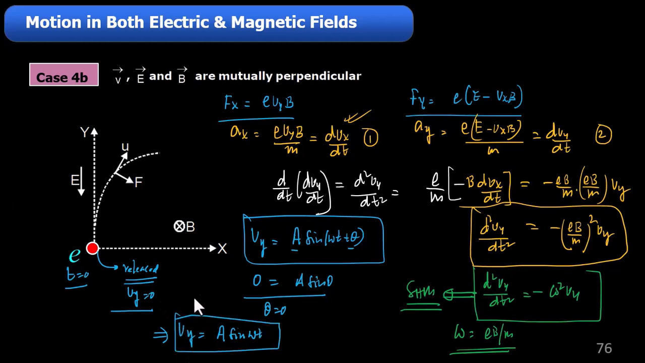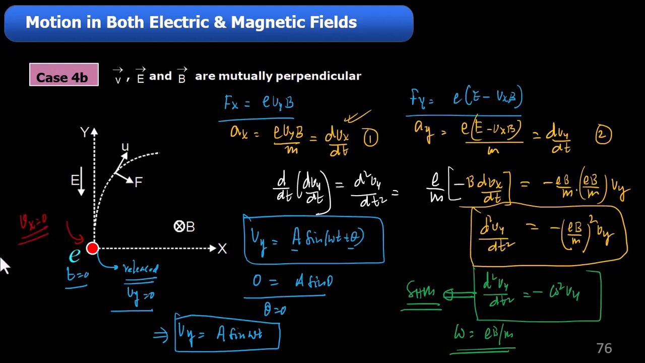What is A? A is the amplitude. Okay, A is the amplitude. Now, A can be calculated from the information of the value of Vx. So at t equals 0, Vx is also 0. Why? Because the particle is released at this position. So can I say that at t equals 0, the Vx number is also 0.